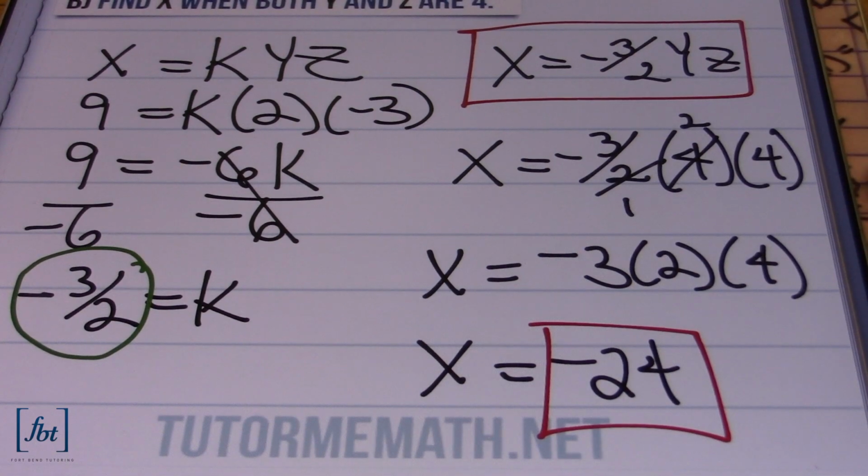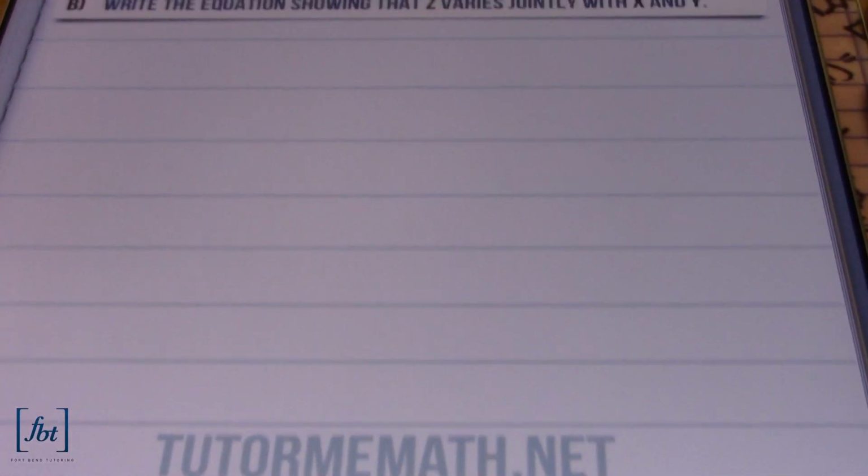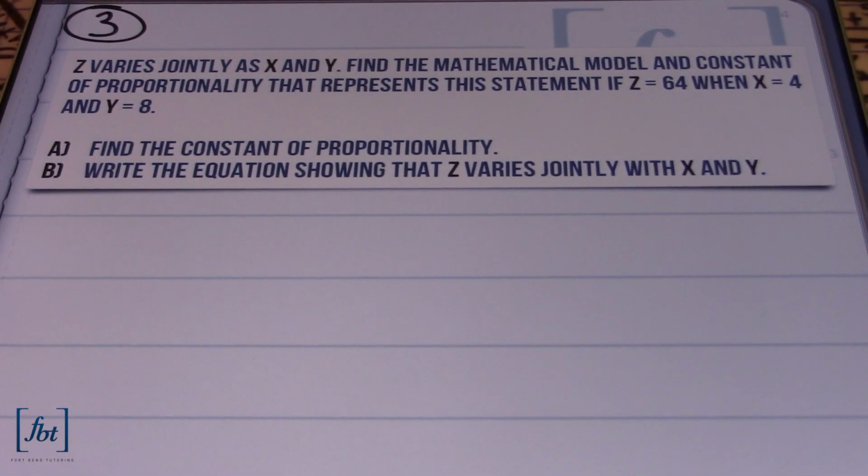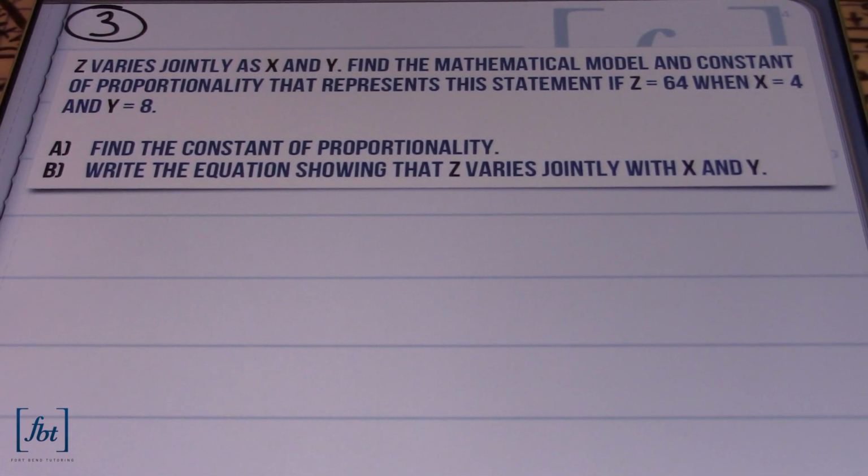Let's keep it moving. We got this joint variation going on here. Problem number 3. For problem number 3, we have z varies jointly as x and y. Find the mathematical model and constant of proportionality, aka the constant of variation.